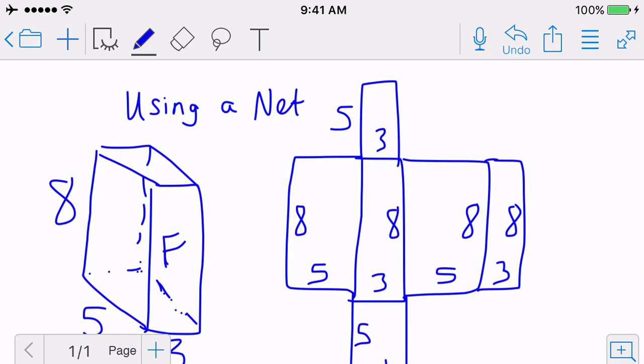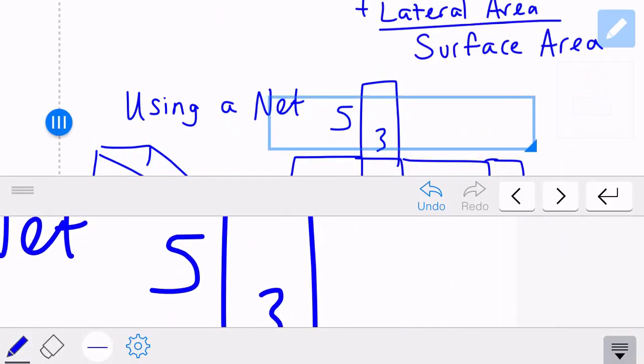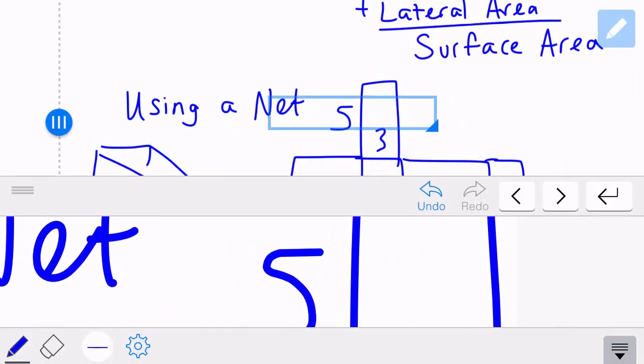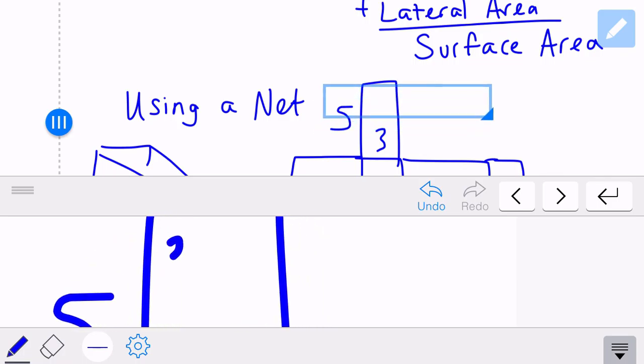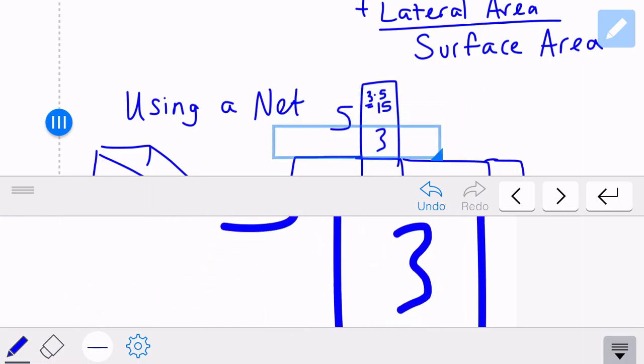All right, so then using a net, you just break up each of those faces and you find the area of them, which we should know how to do. They're all rectangles. That should be pretty easy. So let's look at this guy here. We know it's 5 and 3, so 3 times 5, base times height. That's going to be 15 for that guy.